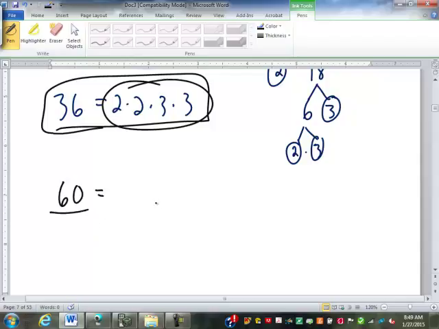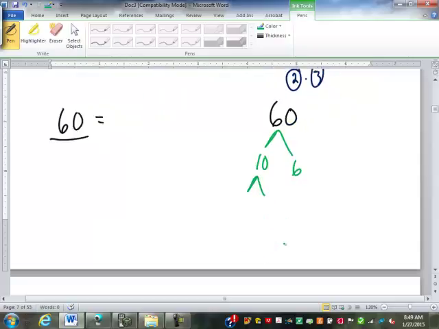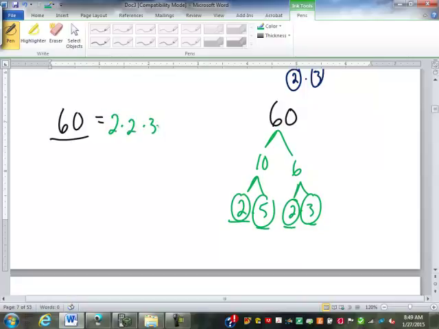What if I ask you to prime factor 60? 10. Okay, what's left over if you divide by 10? 6. Okay, is either of those prime? No. 10 can split into 2 times 5. Those are both prime. 6 splits into 2 and 3. Those are both prime. So we've got 2, 2, 3, and 5 if I put them in order from smallest to largest. So 60 is 2 times 2 times 3 times 5.